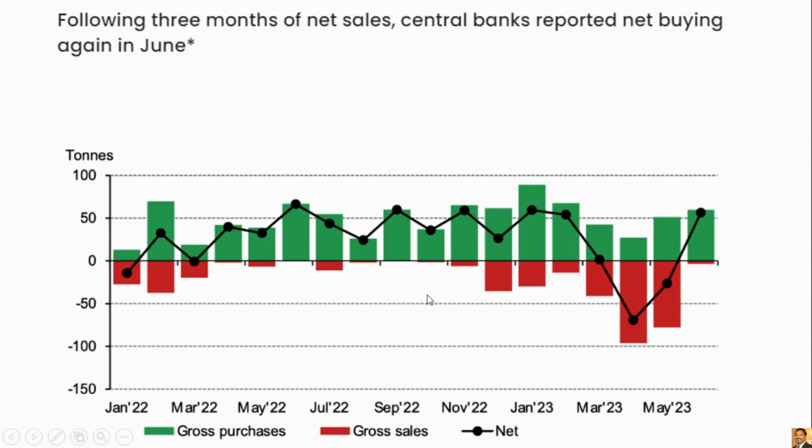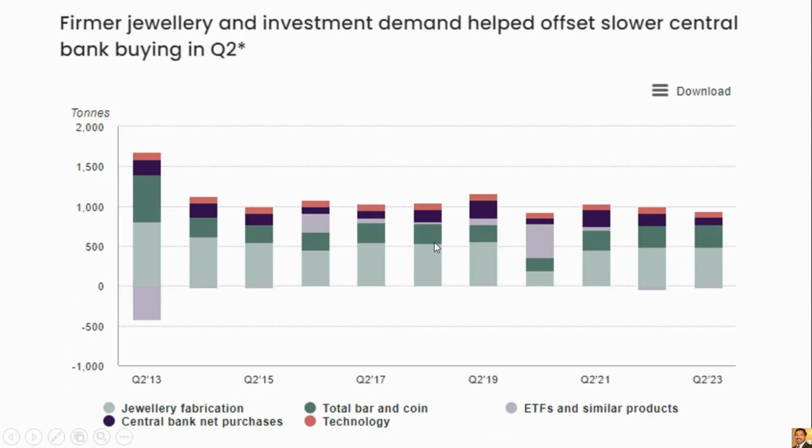And this is the central banks chart: are they selling, are they buying? Central banks are one of the major purchasers of gold. In the last couple of months they sold gold, but they started buying again in June, which is a good sign for the gold bulls. And this shows that jewelry and investment demand helped offset slower central bank buying in Q2. As we saw in the previous chart, the central banks are not buying much, they were selling a few, and they just started in June. Jewelry fabrication bought huge amounts in the last couple of months, which helped the gold price stay above the 1800 level.